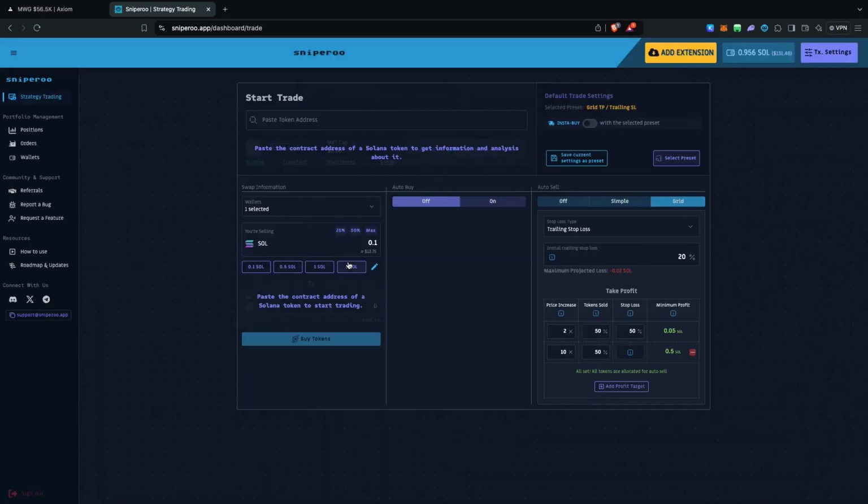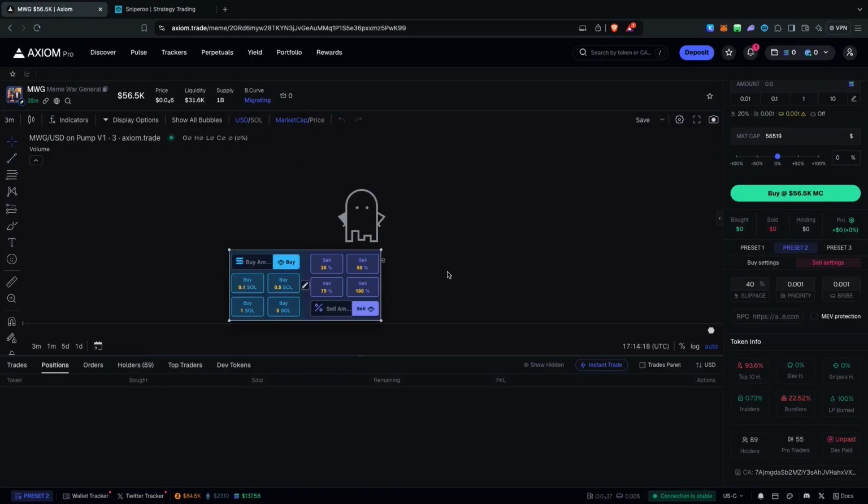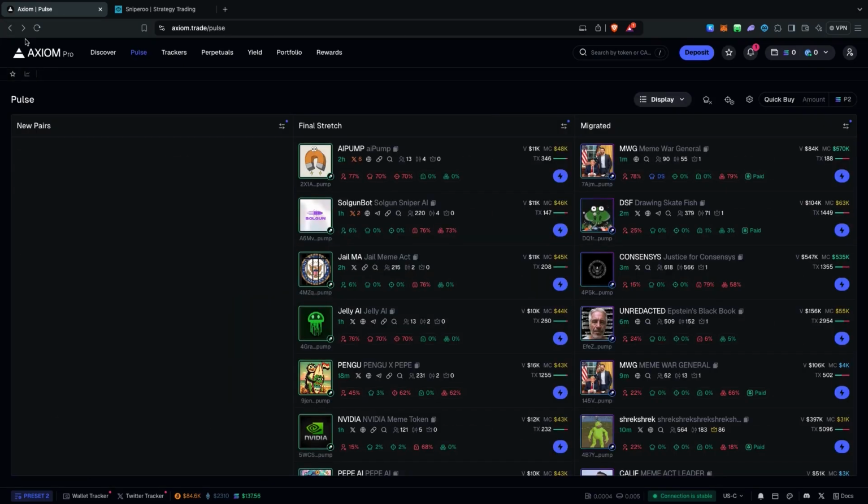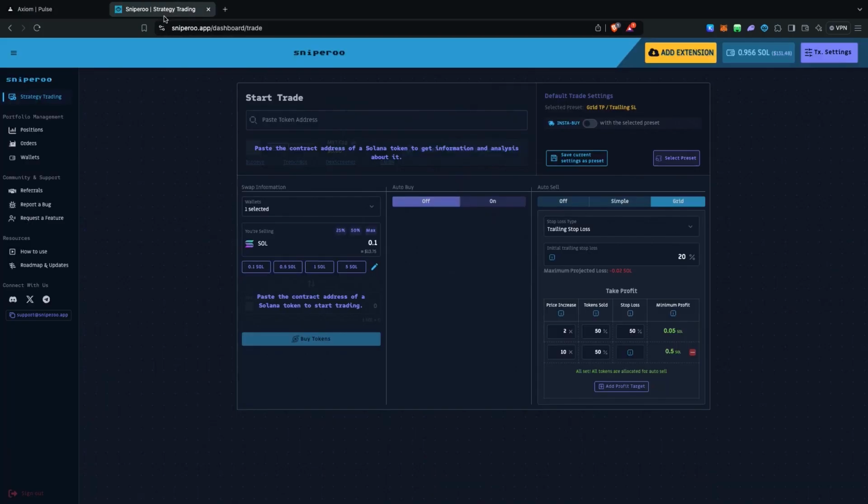So in order for you to become a profitable meme coin trader, it's about understanding the game. The filters are going to give you the best play possible, the best meme coins to trade in, but your execution, your setup in terms of functionality, is going to be handled by Sniperoo.